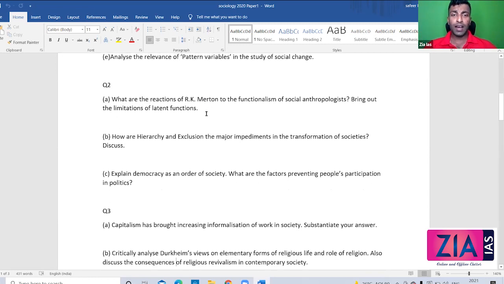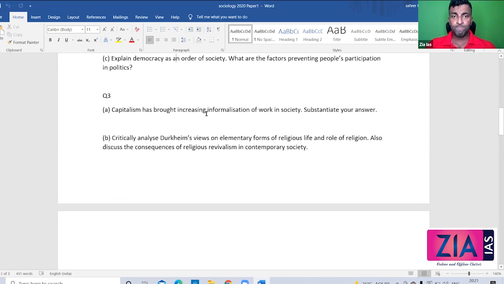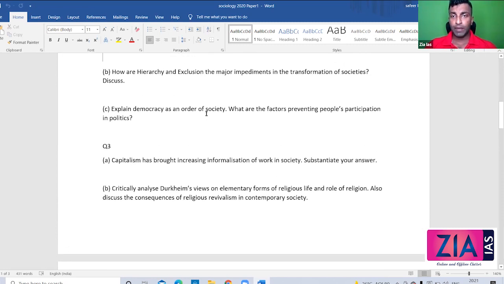Second is somewhat general. Hierarchy and exclusion, the major impediments in the transformation of society. That is something which I can answer directly from stratification. We have learned about this, so I don't find any problem in that. But I'm more happy with the first question. Democracy and the factors preventing people's participation in politics is going to be general and something which I can write. No problem with that. 3 questions, okay?